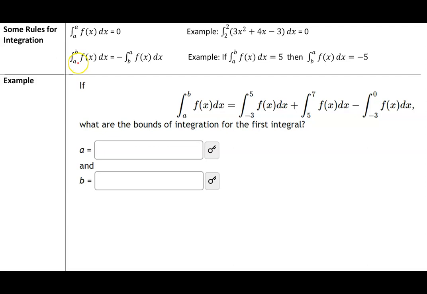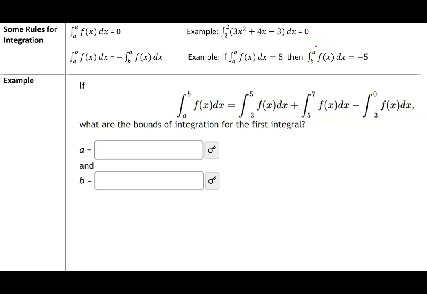And then the area of f of x dx from a to b is equal to negative the area from b to a of f of x dx. So for example, let's say that we're given the integral from a to b of f of x dx is 5, then the integral from b to a of f of x dx is negative 5 because we're just switching the limits of integration.